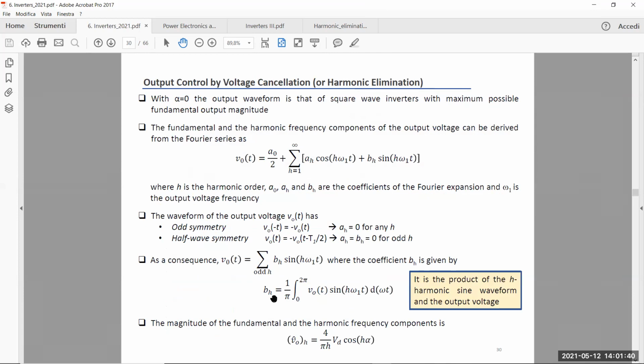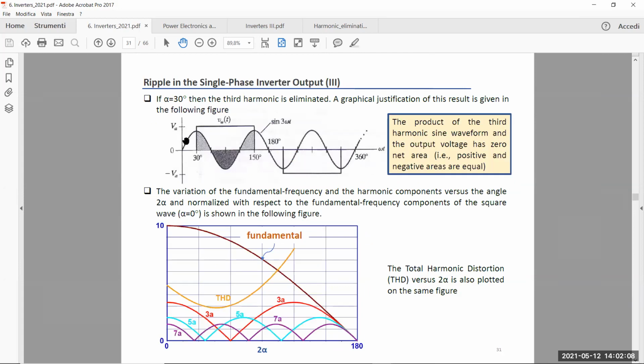B_h is the coefficient of the harmonic expansion, the Fourier series, and is given by the integral of the product of the voltage V naught and a sine wave. So I can also give a graphical solution for this integral here. And what is the graphical solution? I have to take the integral of a product of two functions.